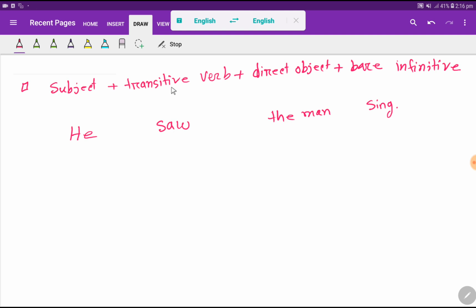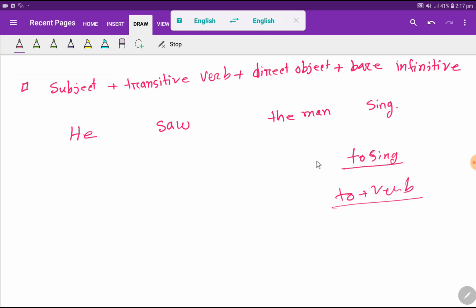However, so subject plus transitive verb plus direct object plus bare infinitive. Okay, bare infinitive means a verb without to. Look, he saw the man sing. Here he is the subject, and the man is the direct object. Before sing there is no to. You know that to sing is an infinitive. To plus verb is called an infinitive, right? But here there is no to.